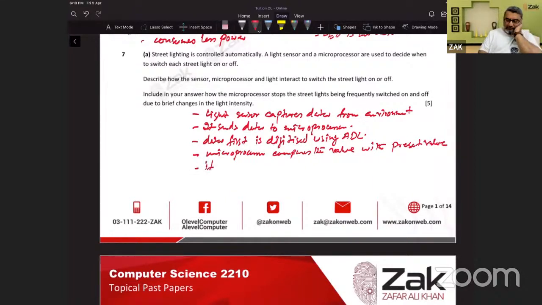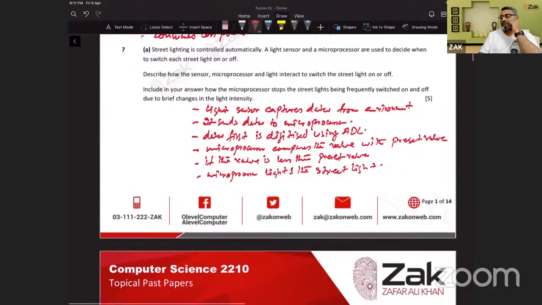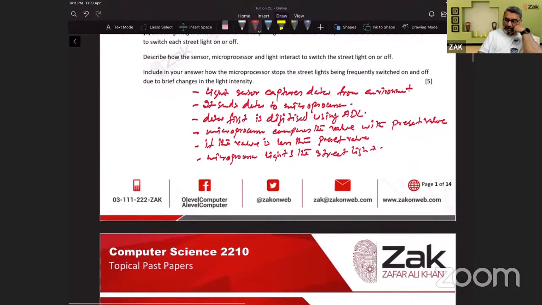If the value is less than set value, microprocessor lights the street light. Lights the street light means the street light is switched on.